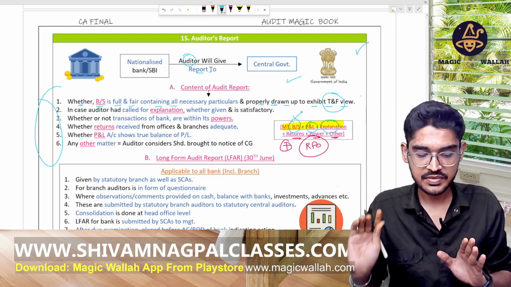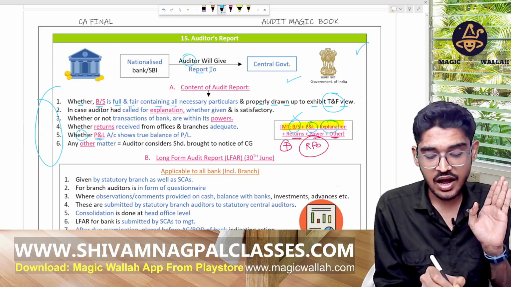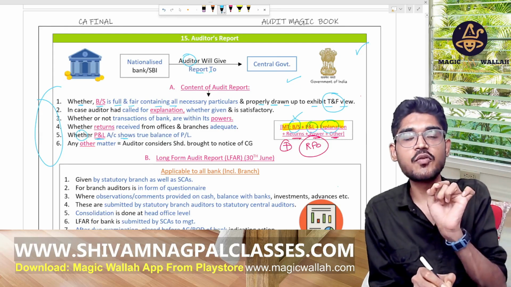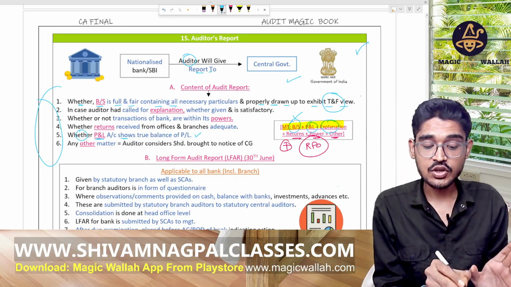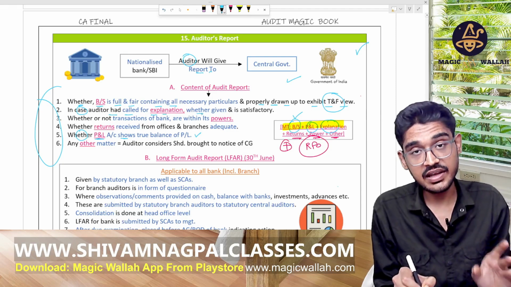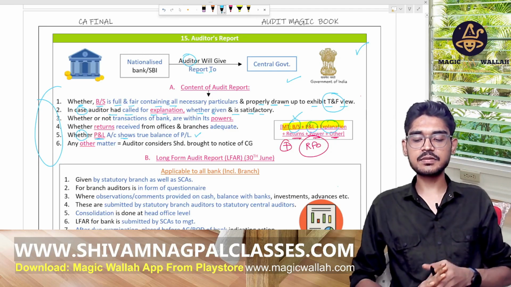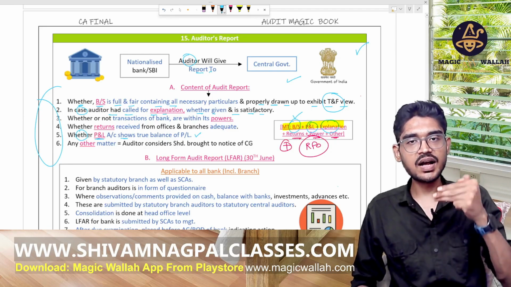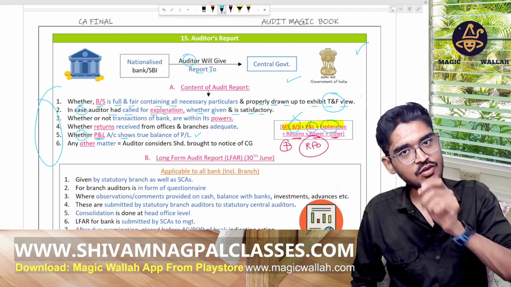Balance sheet. Then profit and loss account. Whether the profit and loss account shows the true balance of profit and loss. Now, explanations. In case the auditor has called for the explanation, whether given or not to the auditor, or is satisfactory or not. Right. Now, returns, powers, other. Balance sheet, profit and loss account, explanation is done.